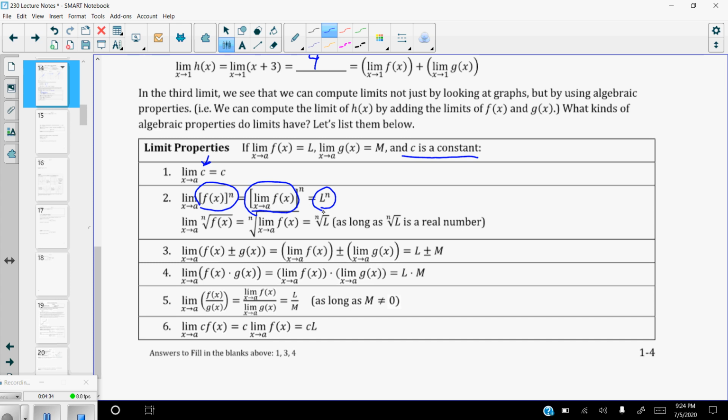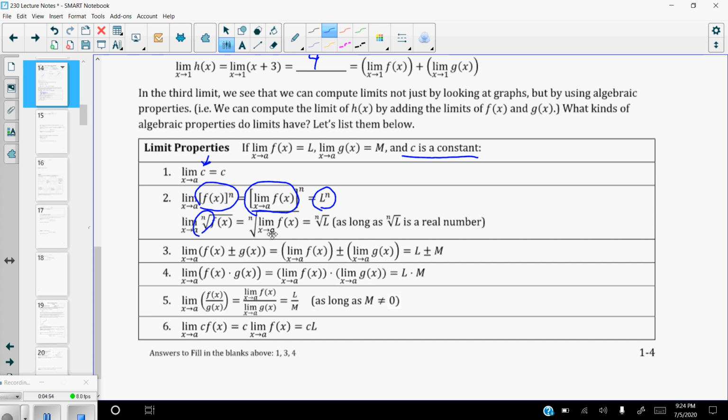Okay, and if you remember that a root is the same thing as a power, so this second one right here with the nth root, it's exactly the same idea. I can take the nth root of the function first, or I can take the nth root of the limit after I'm done taking the limit of the function. It doesn't make any difference which order it's in.